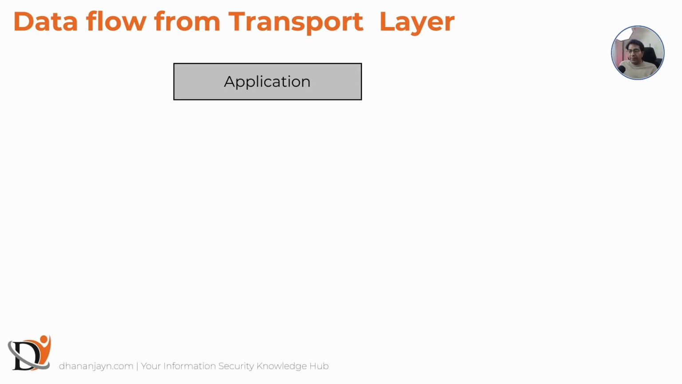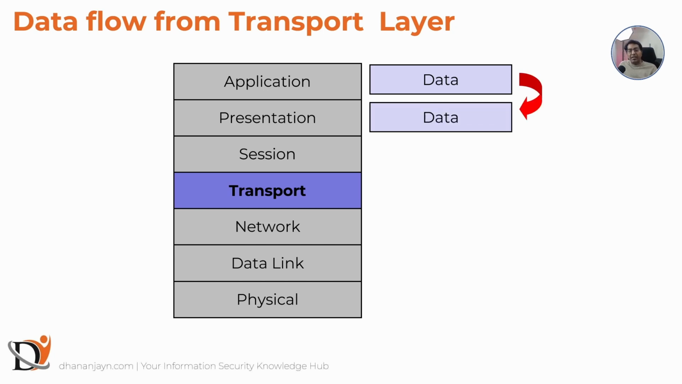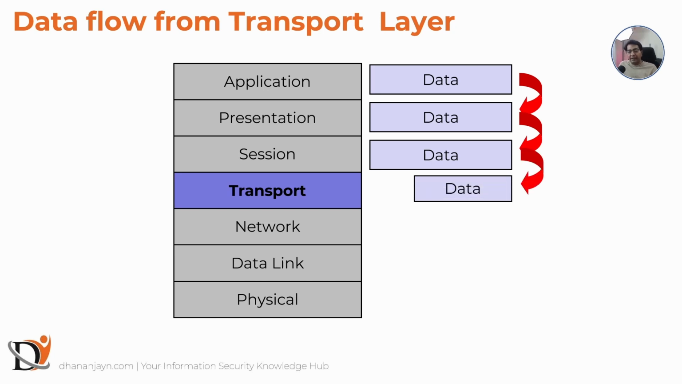Now, understanding the data flow. Data at the application layer is attached with the port number. At the presentation layer, encoding, compression, and encryption happen. Data is converted into the required format. Session is created and maintained at this layer. Now, at the transport layer, there is a transport header which gets attached to the data, and now the data is changed.